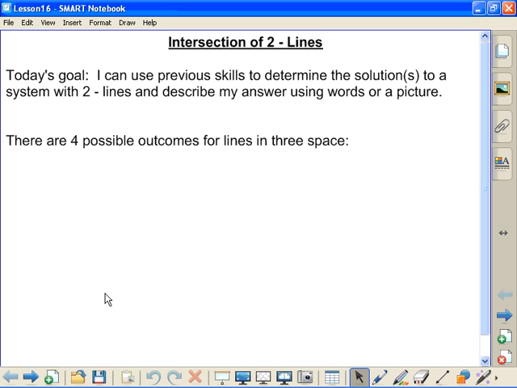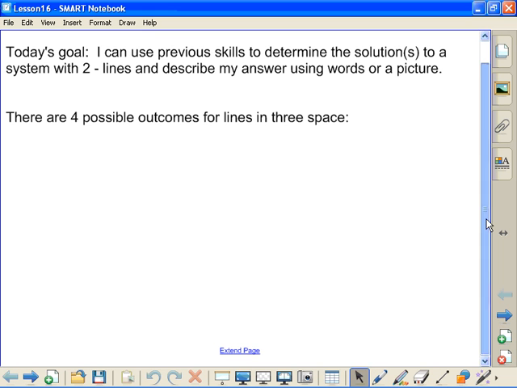Okay, we're looking at the intersection of two lines, and we're looking at it in both 2 and 3 space, but 3 space is more the focus. So, what's the goal today? You need to use previous skills to find the solution with 2 lines, and you need to be able to describe the answer using words or picture. So, I'm going to give you the 4 possible outcomes when we're talking about 2 lines.